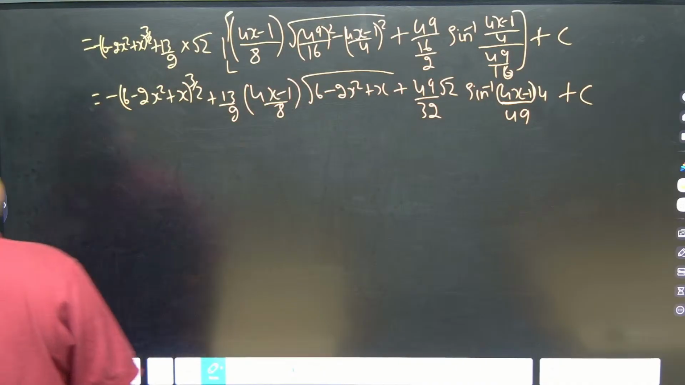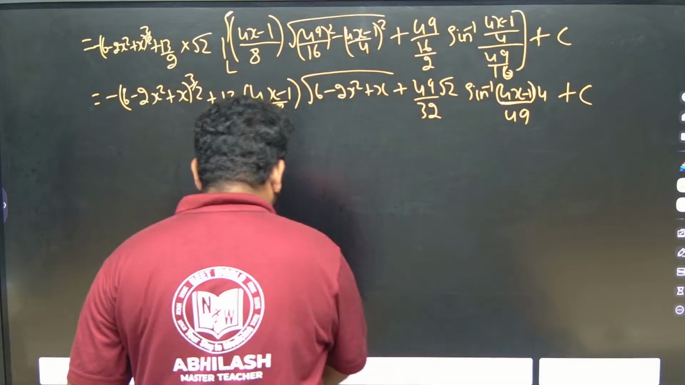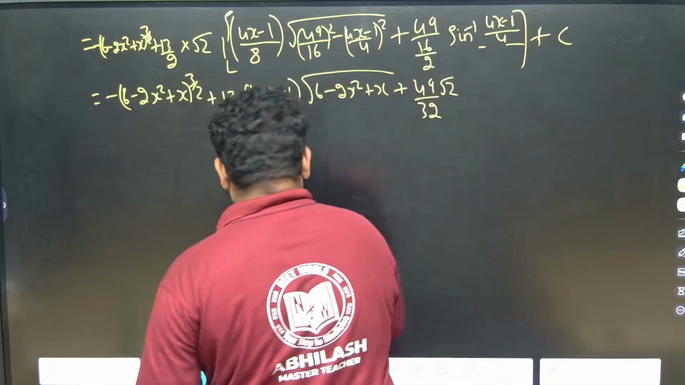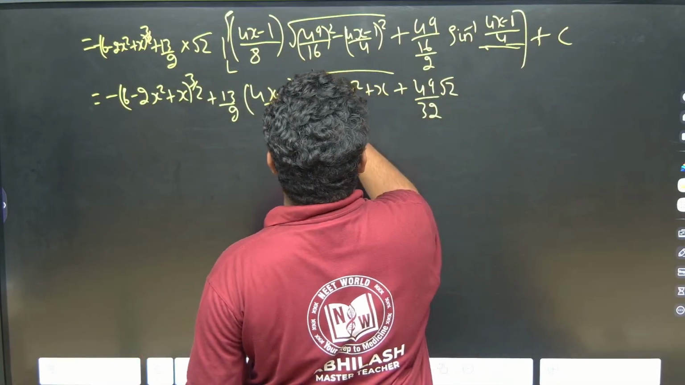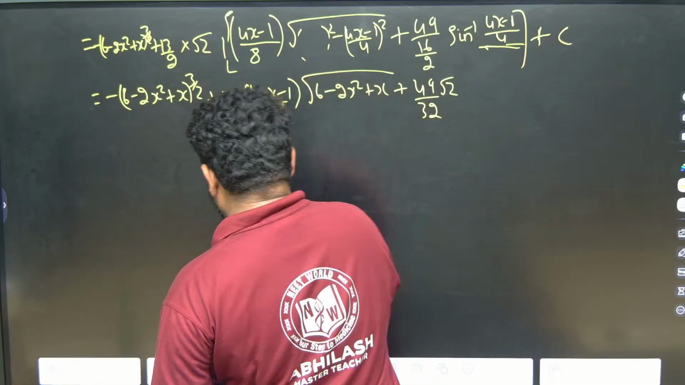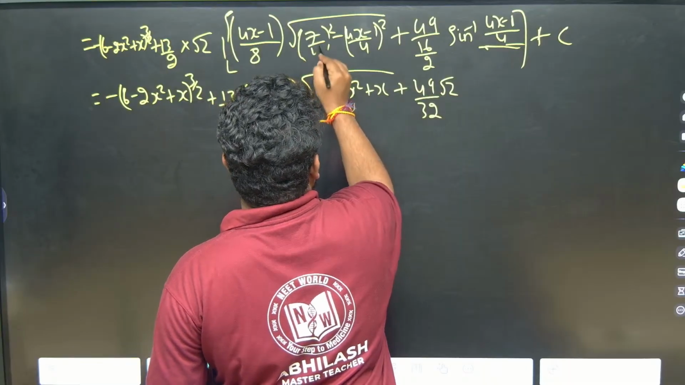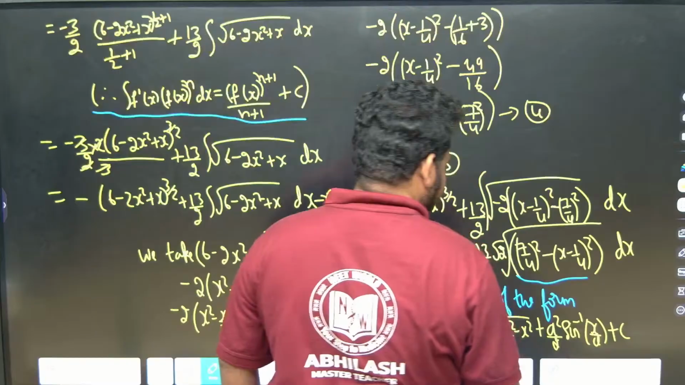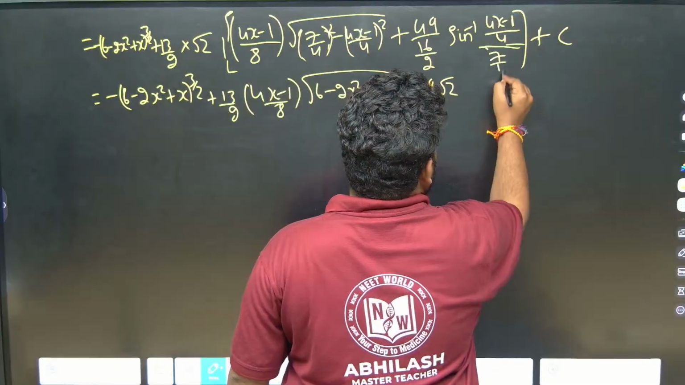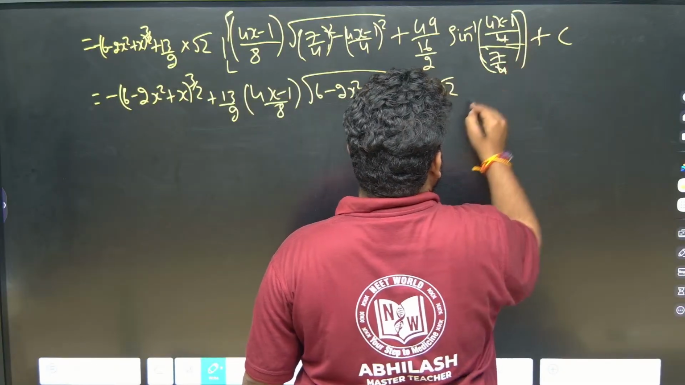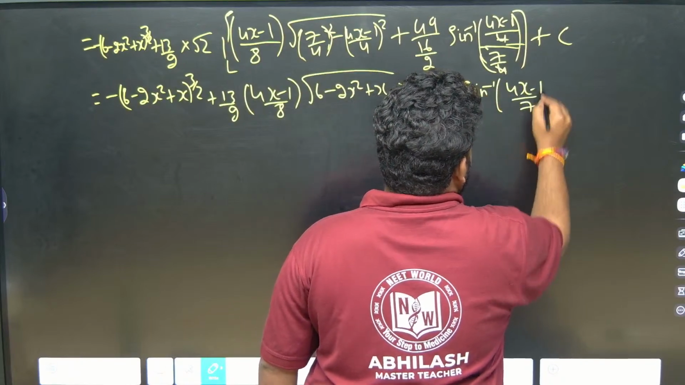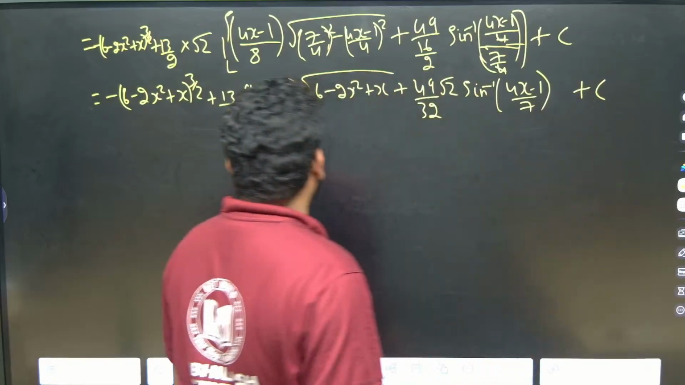This is sin inverse of x by a. Actually, this a is not 49 by 16. Observe carefully: 49 by 16 is actually 7 by 4 whole square. So a is 7 by 4, and the 4 will get cancelled. I will have sin inverse of 4x minus 1 by 7, plus c.